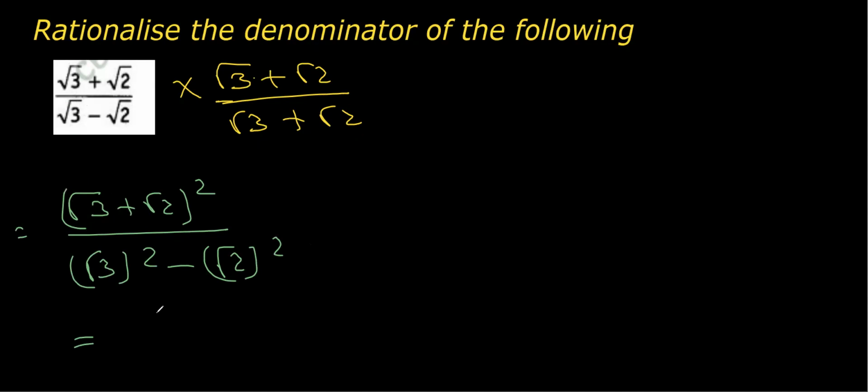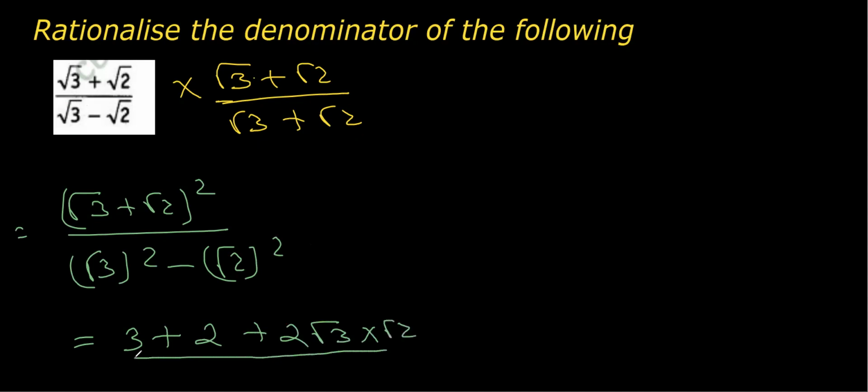So a square, that is root 3 square, is 3. b square, that is root 2 square, is 2. Plus 2 times a into b, root 3 into root 2. That divided by a, which is root 3 square, which is 3, minus root 2 square, which is 2.